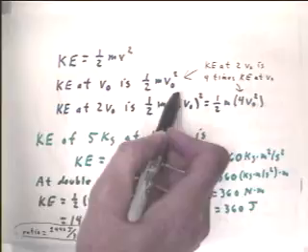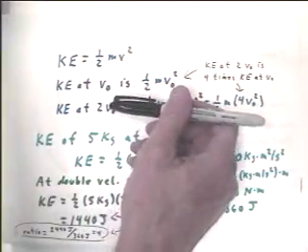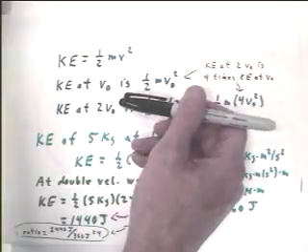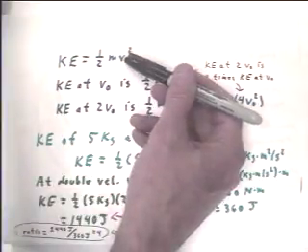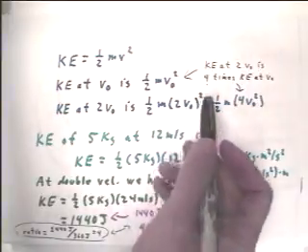What if we double the velocity? What if we change the velocity to 2v0? What's going to happen to the kinetic energy? Well, we're going to substitute 2v0 for v. We're going to get 1/2 m times the quantity 2v0 squared.